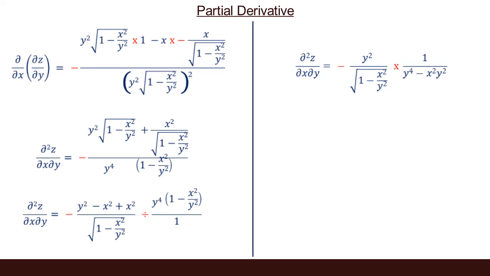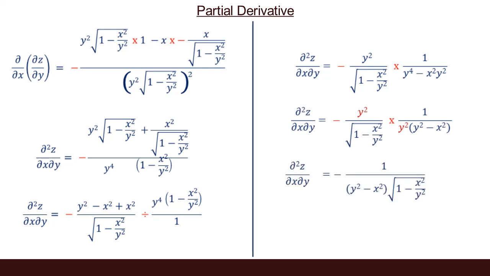Okay, good. So here in this first part where you have y squared minus x squared plus x squared, when you have minus x squared plus x squared, it's going to give you 0. Then you are going to have y squared remaining. So the first part we have minus y squared all over square root of 1 minus x squared all over y squared multiplied by 1 all over this y raised to the power of 4 minus x squared multiplied by y squared. Let's factor out y squared. When you factor out y squared, you're going to have y squared minus x squared. So remember, you have y squared in the numerator and y squared in the denominator. Okay, they are going to cancel each other.